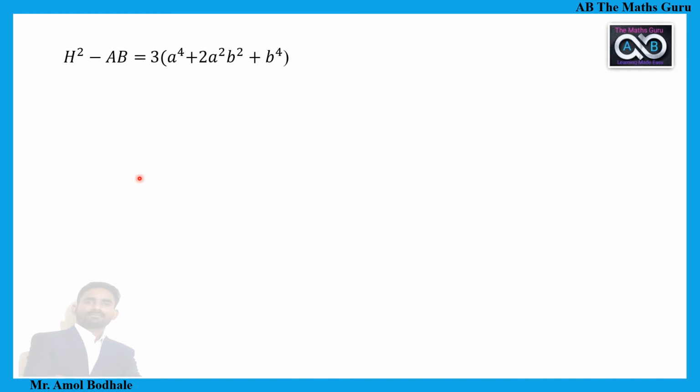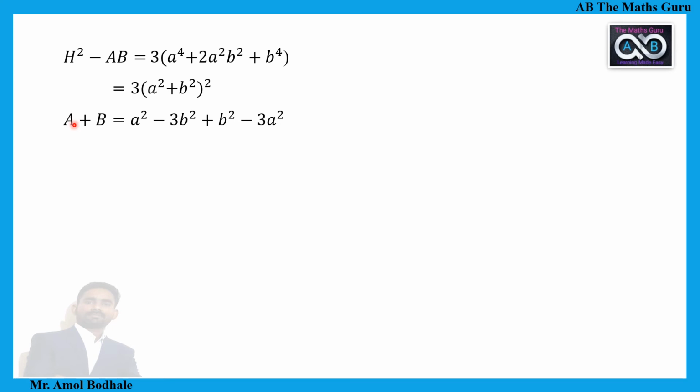So now we get H square minus AB, that is 3 into a raised to 4 plus 2a square b square plus b raised to 4. So it can be written as 3 into a square plus b square bracket square. So this is exactly the expansion of this term. So we get the value of H square minus AB.